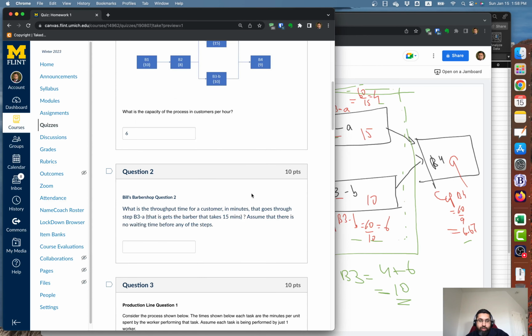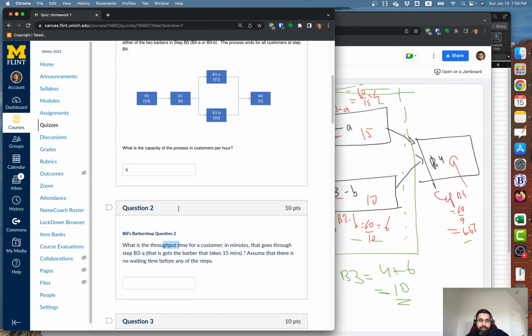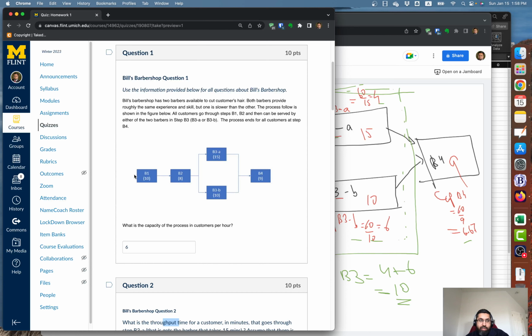Okay, let's do question 2. What is the throughput time for a customer in minutes that goes through step B3A? Assume there is no waiting time before any of the steps. Throughput time by definition is the time taken when the customer starts here, goes through the entire process and ends here. What's the total time taken by this one customer? So you turn on the stopwatch when the customer enters the system, and you stop the stopwatch when the customer exits the system. The time shown in the stopwatch is the throughput time.